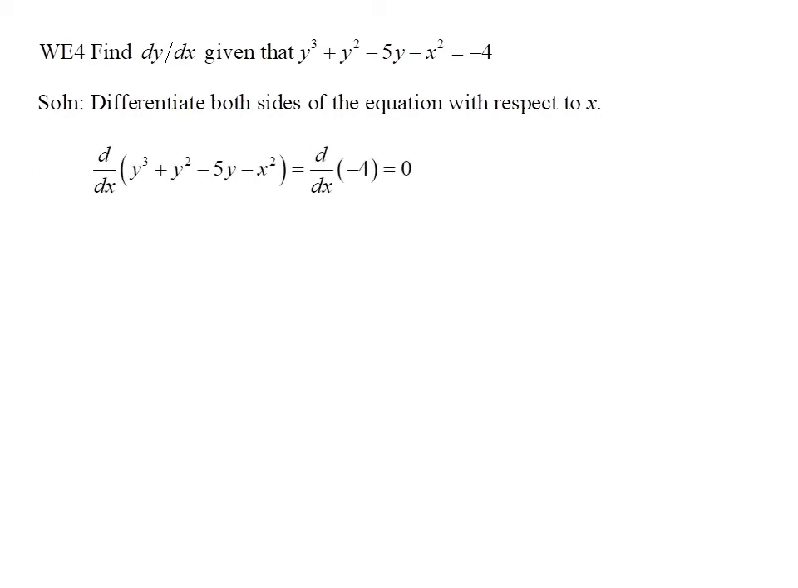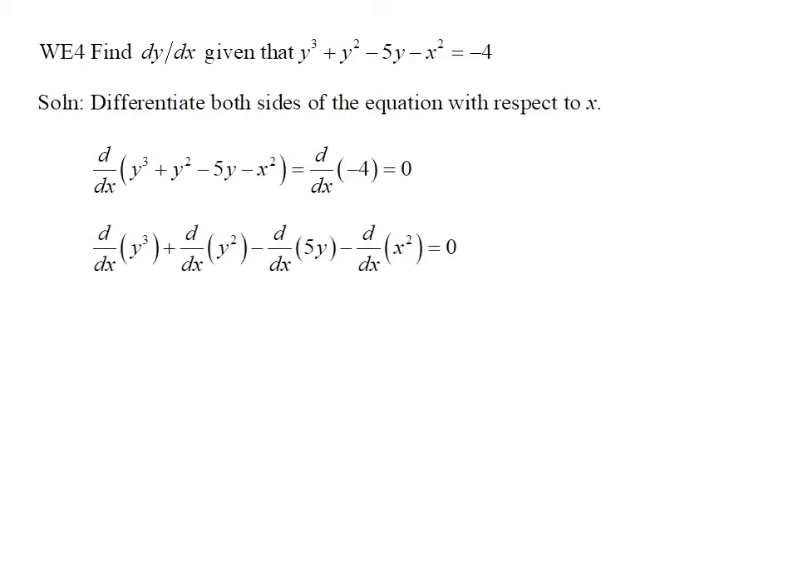Example 4 is to find y prime, given that y cubed plus y squared minus 5y minus x squared equals negative 4. Following the guidelines, we differentiate both sides of the equation with respect to x, so the differentiation of y cubed plus y squared minus 5y minus x squared with respect to x equals the differentiation of negative 4 with respect to x, which equals 0.